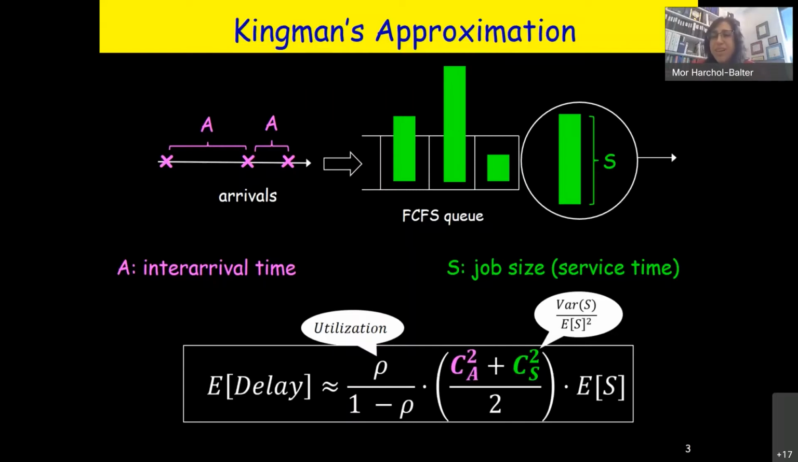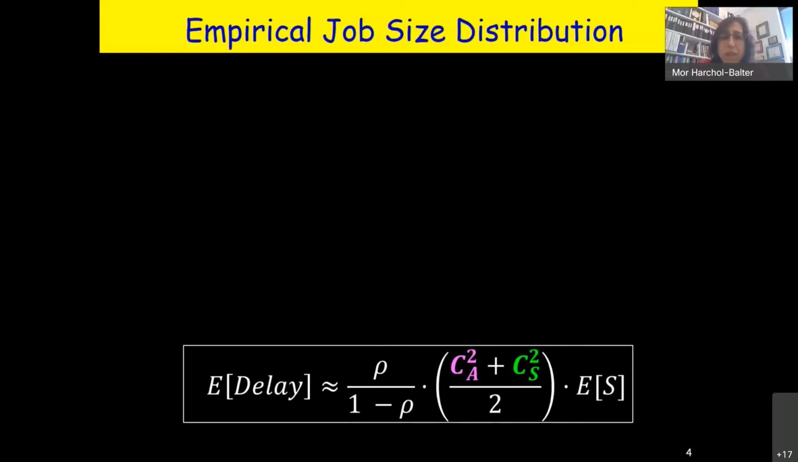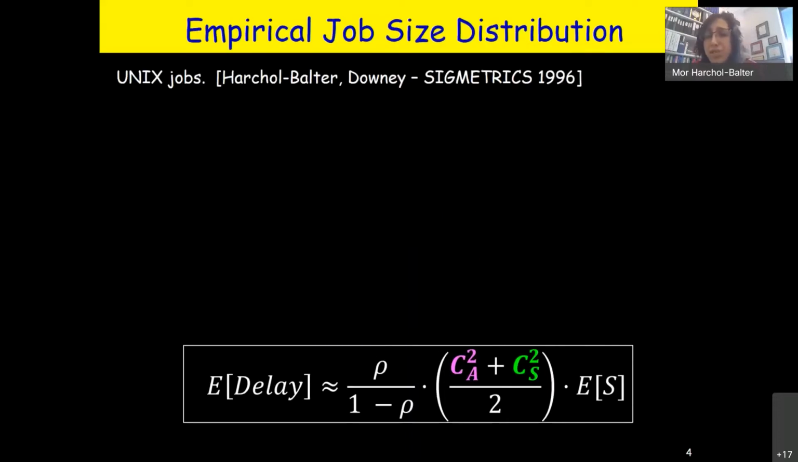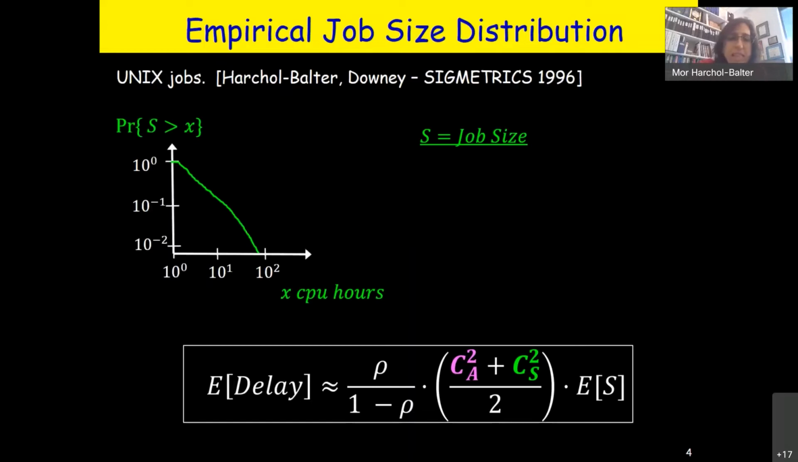So the most recent company I talked to, the utilization was 40%, but the squared coefficient of variation of job sizes was very high. So let's talk about what it looks like, the squared coefficient of variation. So back when I was a PhD student a long time ago, I wrote a paper on Unix jobs and what they look like. And this is a picture of the sizes of the Unix jobs. This was how many CPU hours Unix jobs were using.